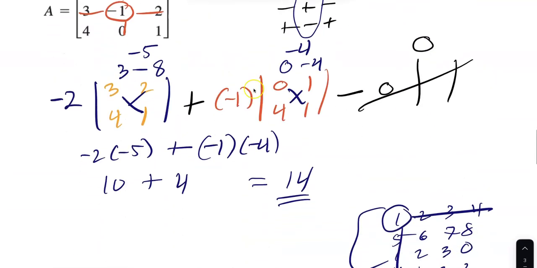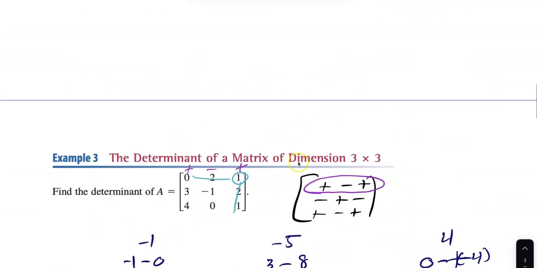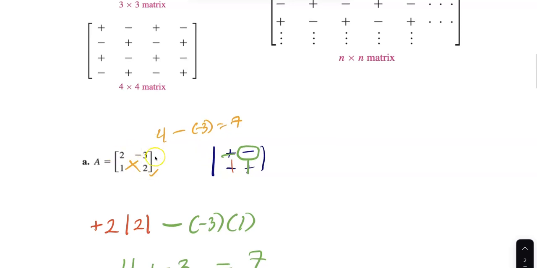It's all about cofactors right here. But if you do a 2 by 2, just go down minus up. Anyway, that's the lesson.